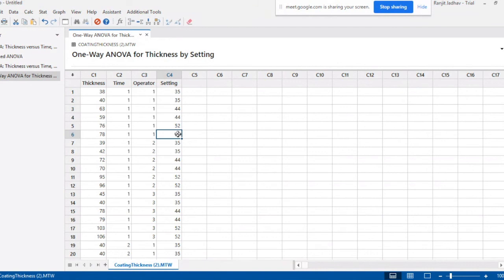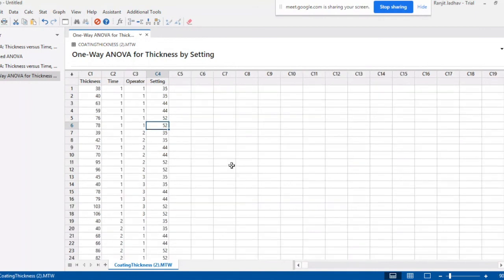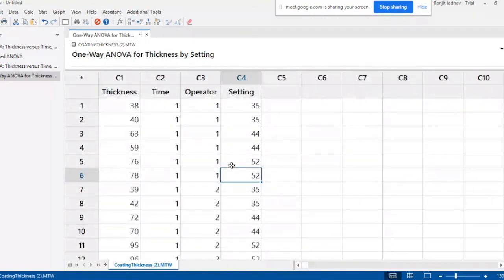Can you see this? Is it visible? Yes, sir. It is a balanced one. Again for operator 2, it is 35 2 times, 44 2 times. So then we can use the balanced ANOVA.